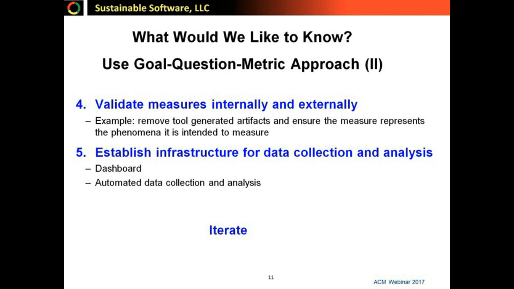Then once you understand what measures you want, you should be able to validate the measures, both internally and externally, that is within your organization and across organizations. And then you should be able to establish some infrastructure for the data collection and analysis, something like a dashboard, for example. And we'll show you an example of that later on. And what you would like to do is automate the data collection and analysis as much as possible. Remember the example in the combine where they had automated the measurement of the yield, so that you didn't have to spend a lot of your extra time and effort trying to send in what your yield was to the Department of Agriculture. So we need to automate that so that there is as little overhead as possible in collecting the data. Then once you go through these five things, establish the goals, define the questions, define the measures, do the validation, establish the infrastructure, you iterate because things are going to change. Your goals are going to change over time.